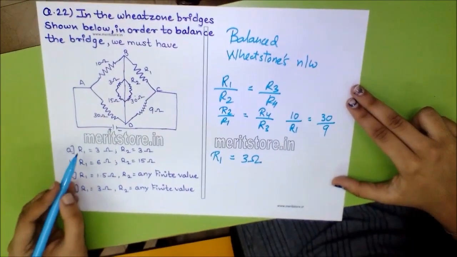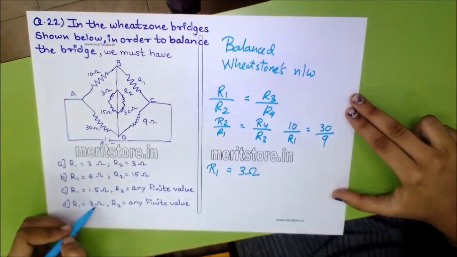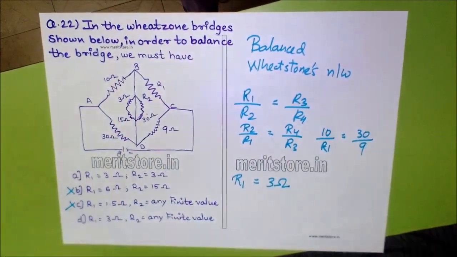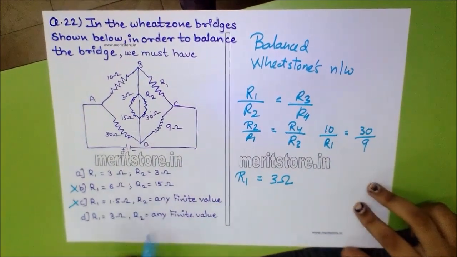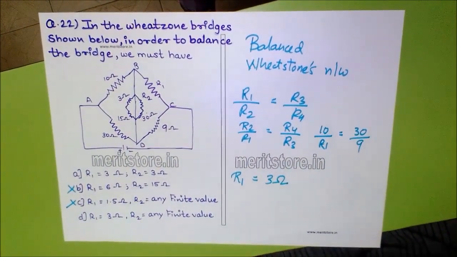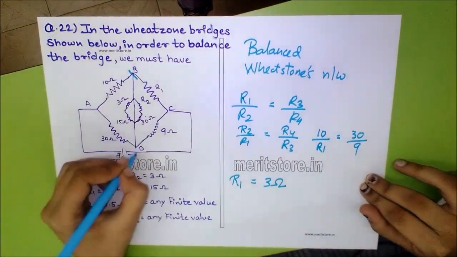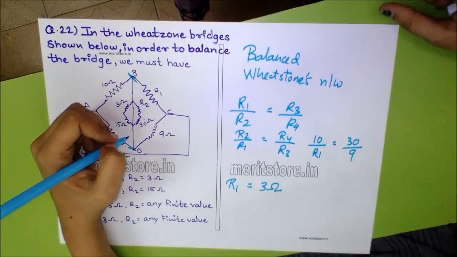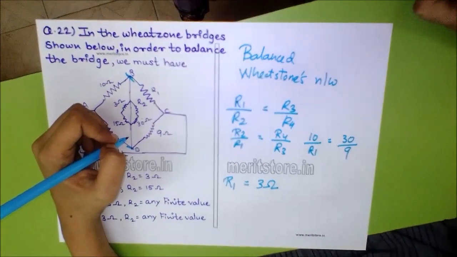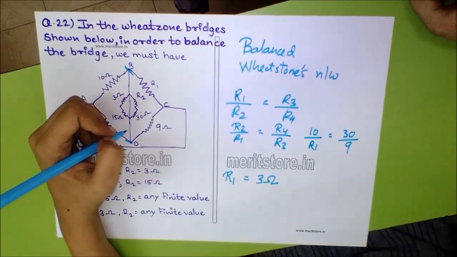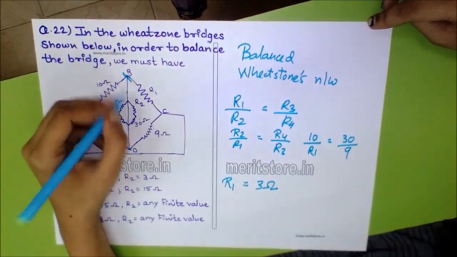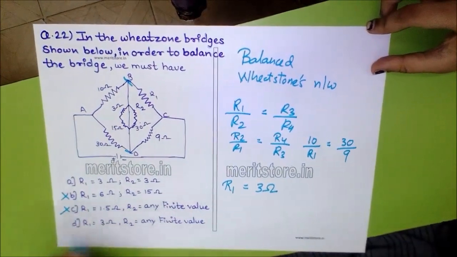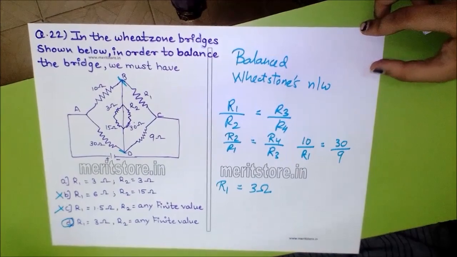So over here in option A, I have R1 as 3 ohms. In option D, I have R1 as 3 ohms. So B and C get ruled out on their own. Now I have to see the value of R2. When the bridge is balanced, no current flows through B and D. Through B and D, there will be no current flowing between this. Hence the resistance of the part BD does not affect the balance. Hence R2 can have any finite value, because over here the resistance will not affect. So R2 is given as any finite value in option D. Option D is the correct option.